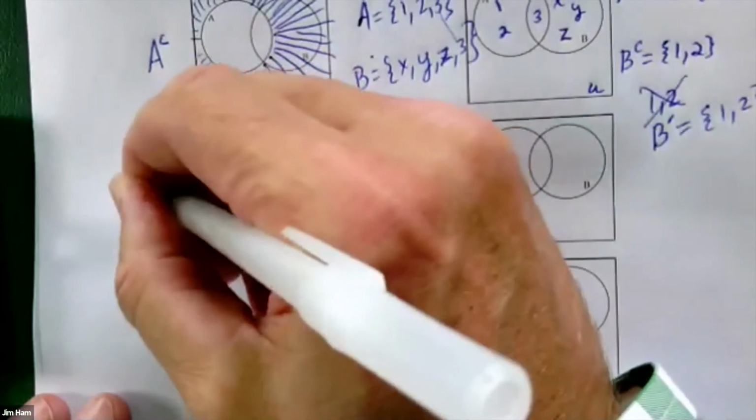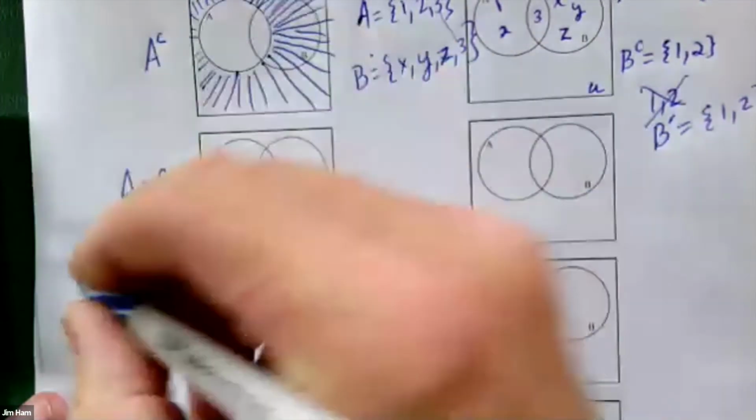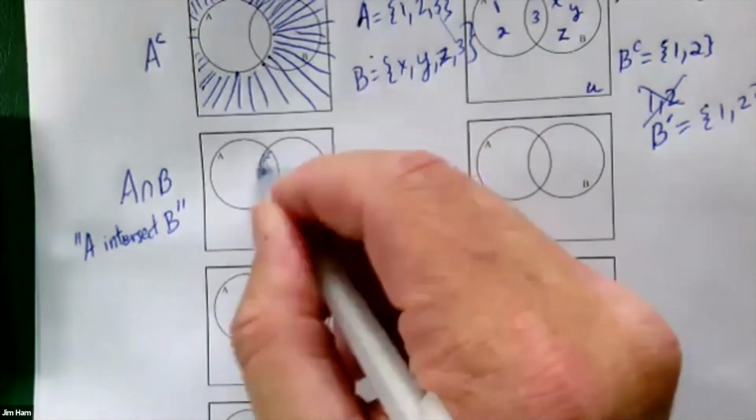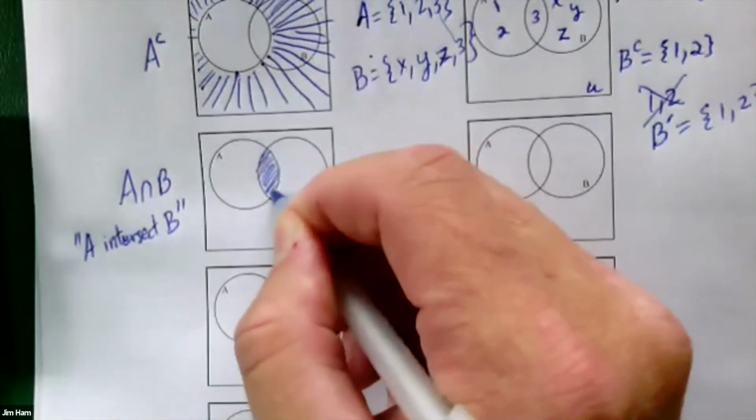A intersect B. And first time you see it, I'm going to write it out in words so you know how we say that mathematical statement in words. A intersect B. You're looking for elements that are common to A and B, and so if you just shade it, it's this middle region here.